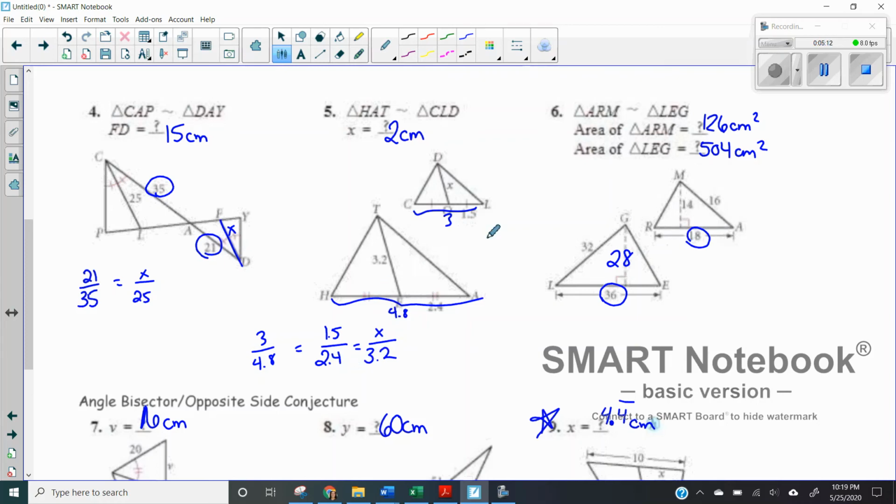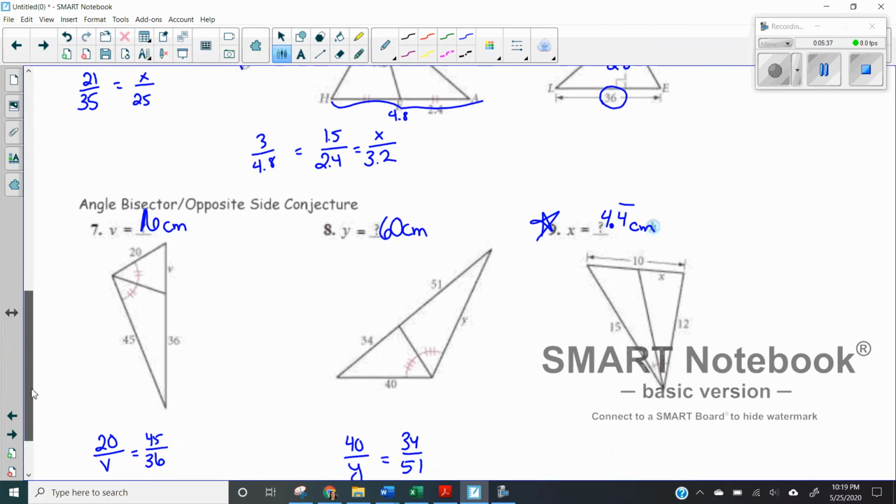Okay. Something interesting to notice in number 6, and this is actually going to lead us to the next lesson. Even though the sides were doubled, I don't know if you caught that this bigger triangle is twice as big. Obviously not trying to scale super well, but that's the ratio that's there. The areas are not doubled, right? So 126 times 2 is not 504. I think that's just a little preview of what's to come.